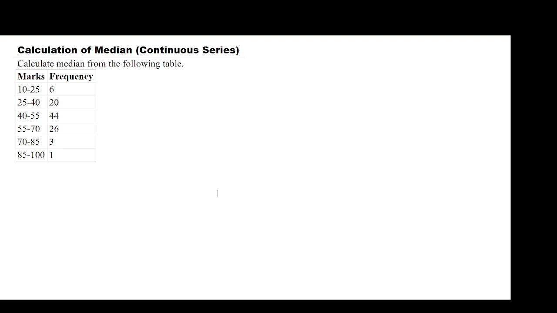So unlike discrete series, in the discrete series calculation, we have used cumulative frequency greater than n plus 1 by 2. But since it is continuous series, we have to use cumulative frequency greater than n by 2. So this is how we have to find the median class and also apply the formula. Median is equal to L plus h by f into n by 2 minus c.